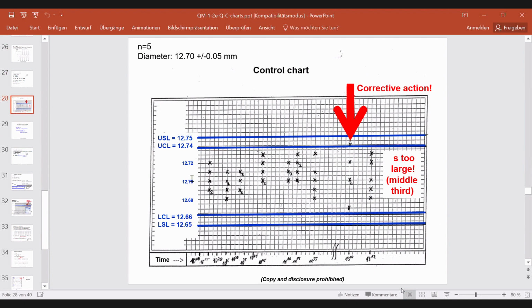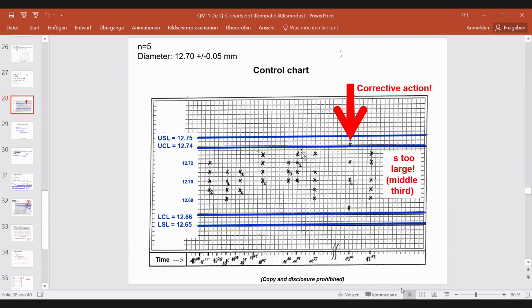And then you have the upper specification limit, 12.75, and here the lower specification limit, 12.65, and here are the upper control limit and the lower control limit. And here you see the single measurement values of the first sample, here the second, the third, the fourth sample, and so on.